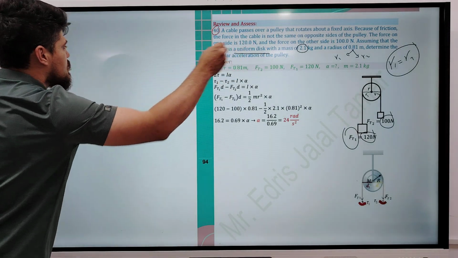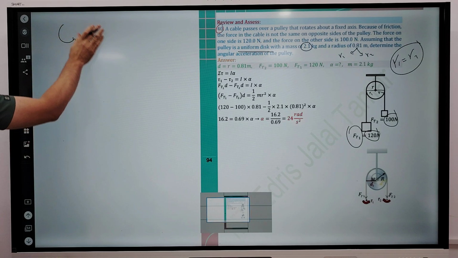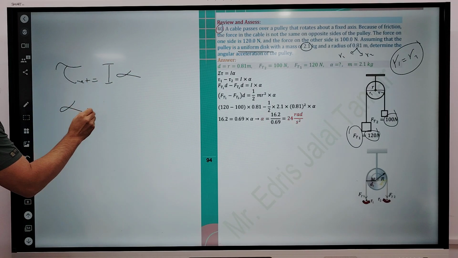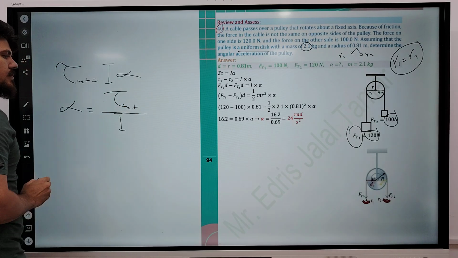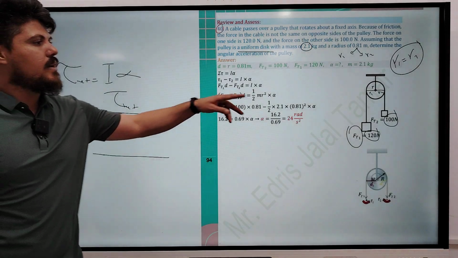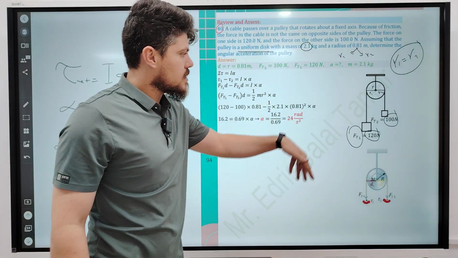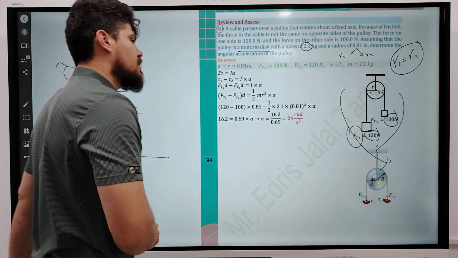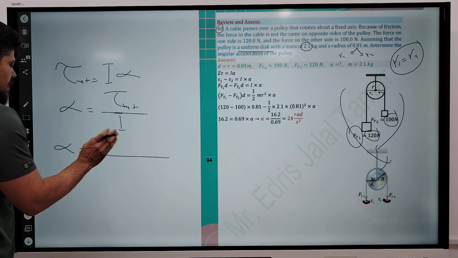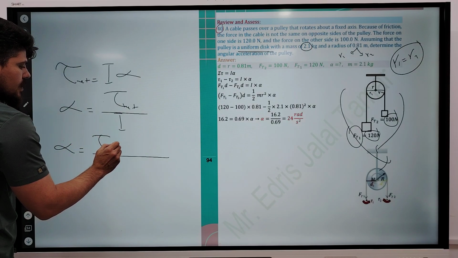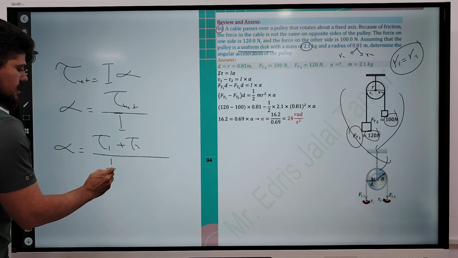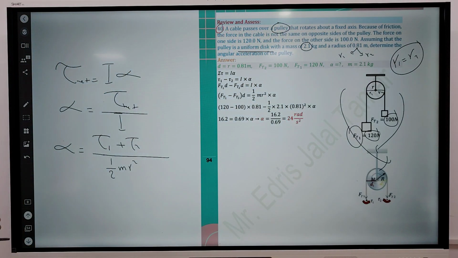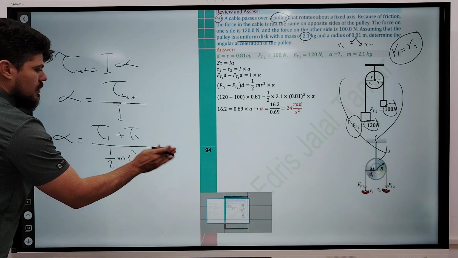How can we determine the angular acceleration of this pulley? Newton's second law, net torque equals I alpha. Angular acceleration is unknown: net torque divided by moment of inertia. How many torques do we have? 2, because we have 2 forces in opposite directions, producing opposite torques, clockwise and counterclockwise, with different forces. Alpha is equal to torque number 1 plus torque number 2, divided by what? The moment of inertia of the pulley, which is 1 over 2 m r squared, because the pulley has the shape of a disk, so that is why we use 1 over 2 m r squared.